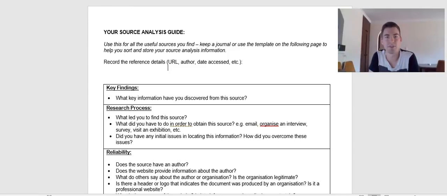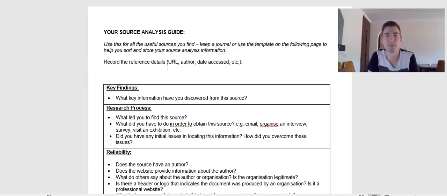semester. So if you've opened up your source analysis guide document, I'm just going to run you through how I would go about doing one of these source analyses. First of all, the thing that we need to record is the reference details. If you've watched any of the other videos when we've talked about referencing a book or website, etc. We want to put that full reference in at the top of your page.